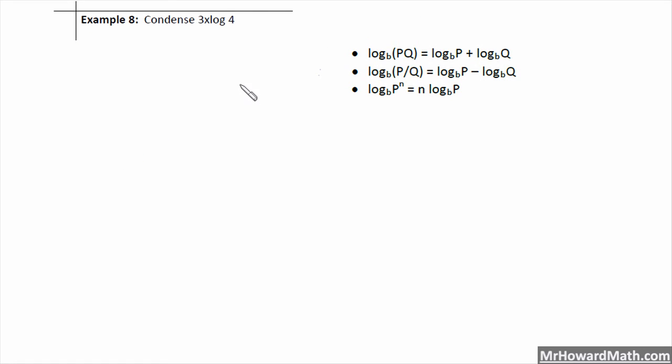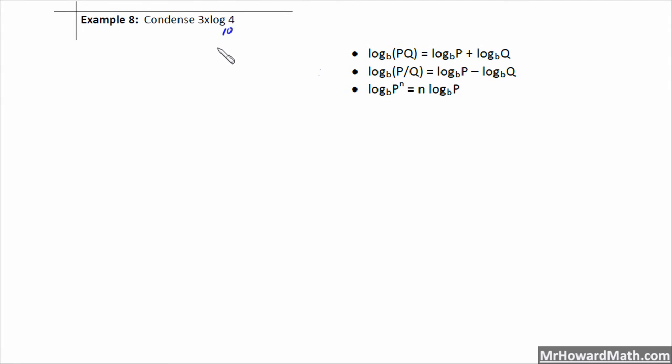All right, example 8. So it says condense. So we're going to use this side of the theorems, going from right to left in our little list here, to move them over here. The order doesn't really matter. You see we have 3x log of 4. There is an implied 10 there. We don't have to write it, but since there is no base listed, remember from the previous lesson that the base is 10.